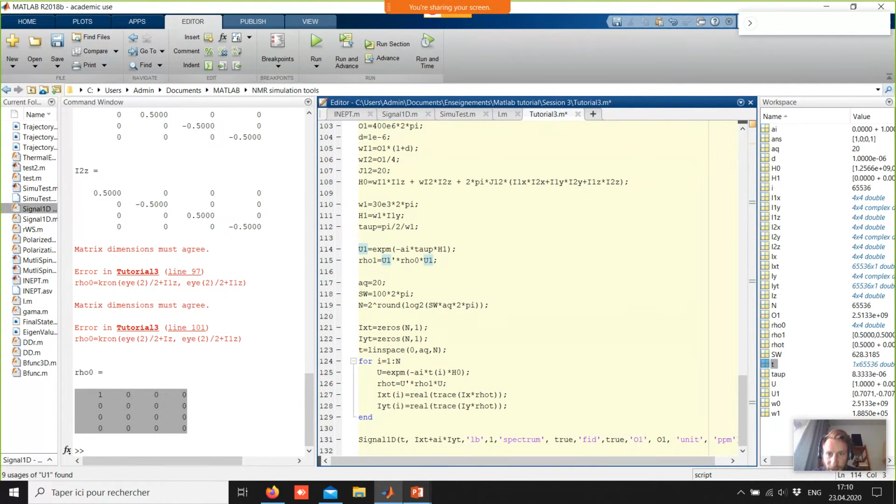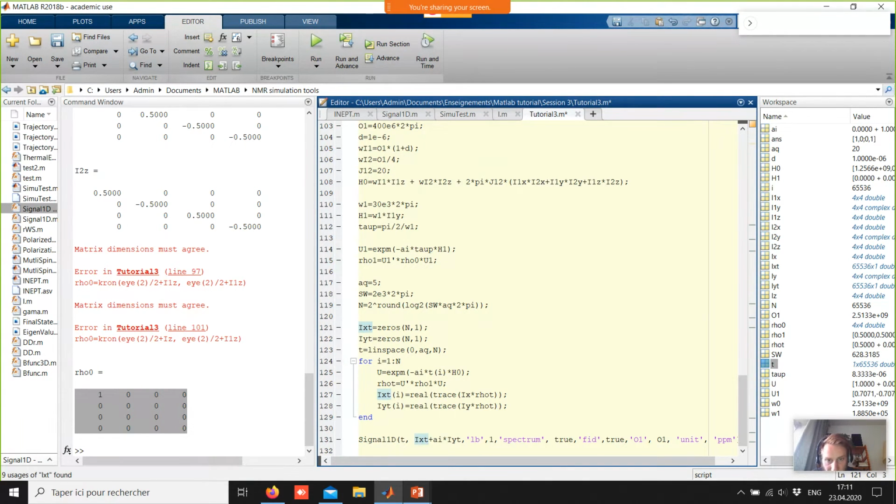Let's check that this is right. So rho 0 was defined here. This has not changed. H1 is defined here, so it doesn't change the definition of U1. So at this point I have rho 1, which is a density matrix describing the carbon spin along the magnetic field, and the proton spins along X. This time I'm going to just modify slightly the parameters. And the width, I need something larger this time. Yeah, and I can keep this.